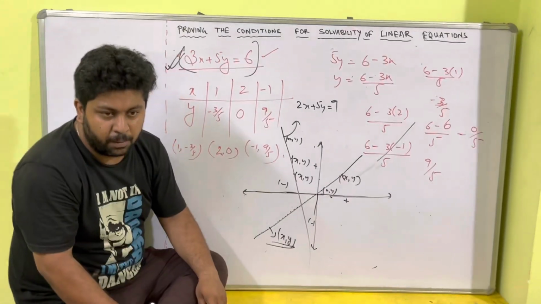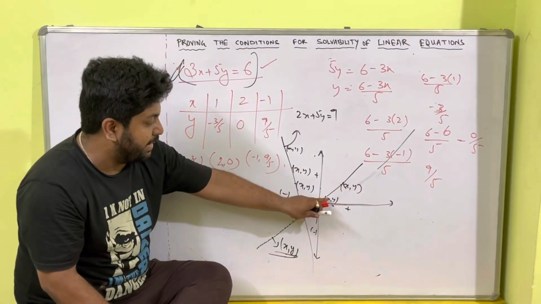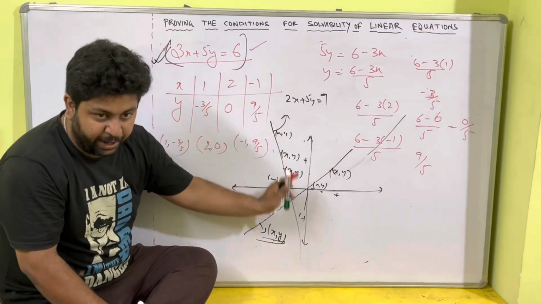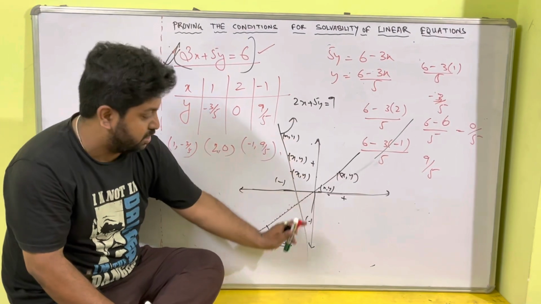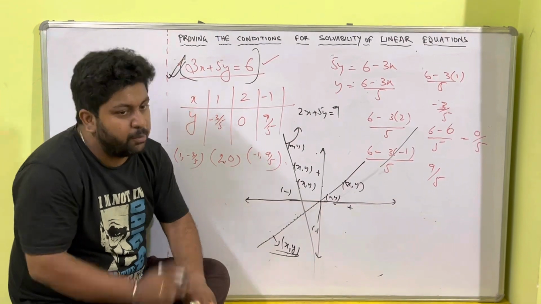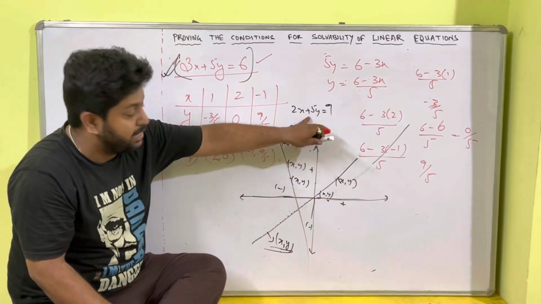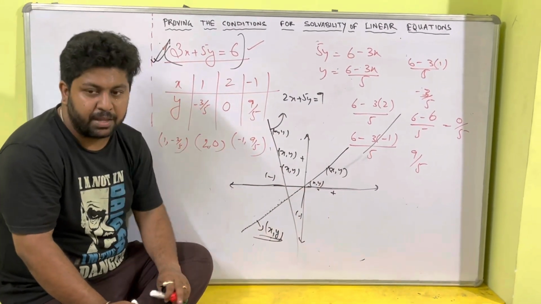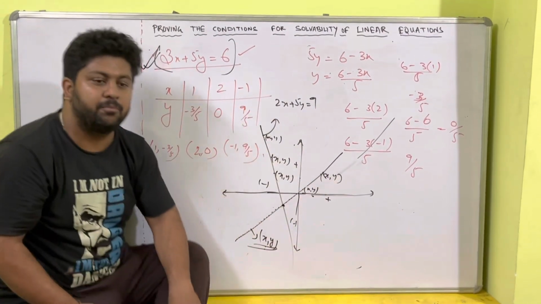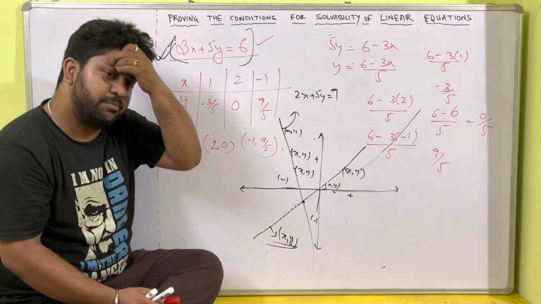Yes or no? So any coordinate of this line will not satisfy this equation. Will they? Yes or no? Tell me. It will never satisfy. But any coordinate of this line will satisfy this equation. There is only one point here in your diagram, that is this point, which will satisfy this equation.